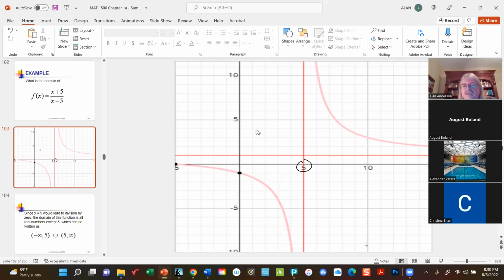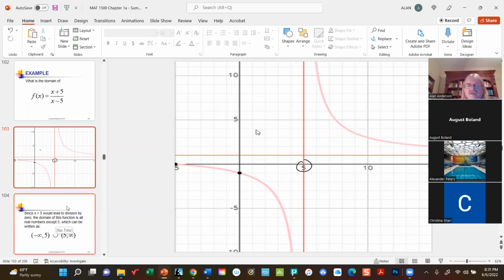The curve, obviously, is not touching; there's a limit on the range as well, but all we care about here is the domain. It's everything except 5. The x equals 5 is the asymptote of this function. It just means that everything else is okay except 5.